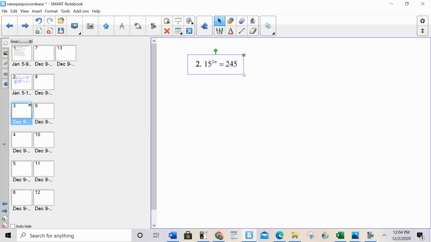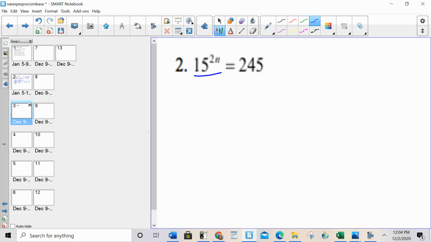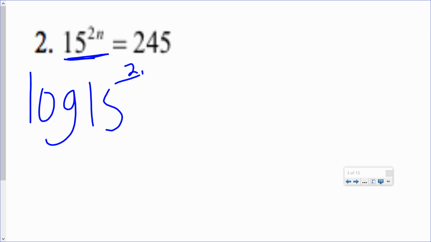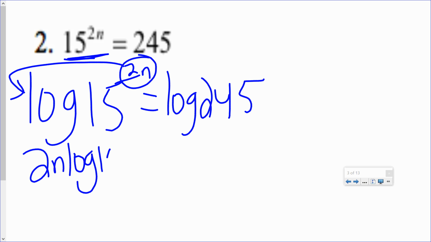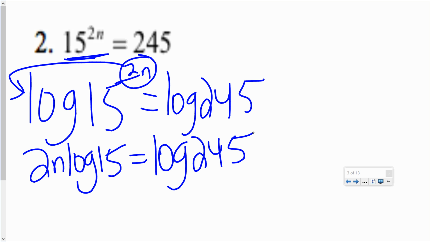Number 2. My first step is to isolate the base. The base is isolated because my left-hand side is just something to a power. So I take the log of both sides. The reason I do that is to get my exponent to come in front. Now I'm one step from the end. I want to get n by itself, so I have to divide by the 2 and the log 15.